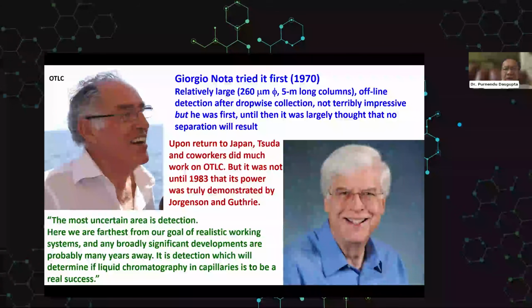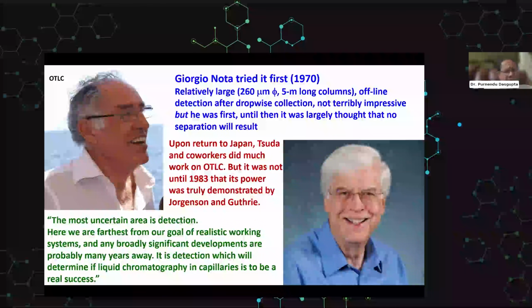So Nota first tried open tubular liquid chromatography. He was very optimistic because even though he knew the theory and knew that it was going to require a lot smaller columns, he started with 260 micron columns, 5 meters long. He did not have detectors that would work with it, so he basically collected drops on a thin layer plate and used fluorescent analytes. But he did get separation, so that credit goes to him.